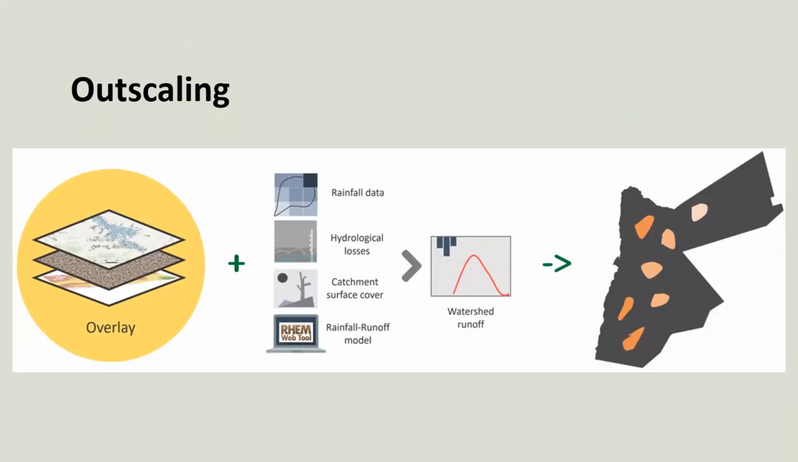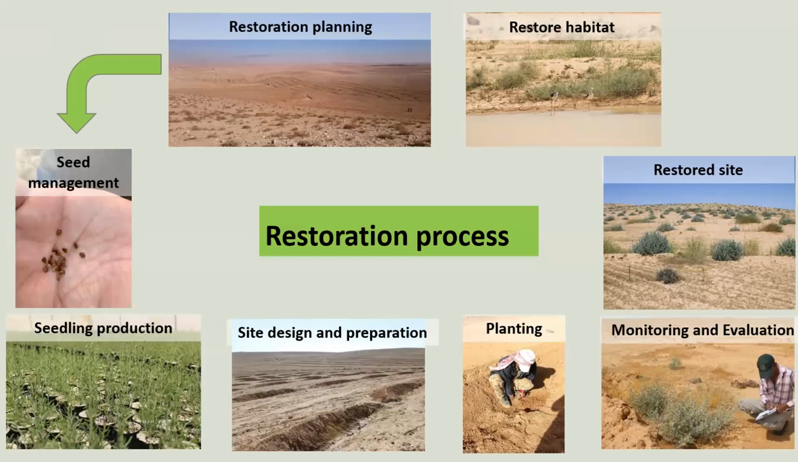The Majdiya site is very important because it gives us information about how to intervene in agropastoral systems, which cover around 80% of Jordan's landscape, how to provide benefits to the local community, but also about the approaches that need to be used in restoring degraded rangeland systems.